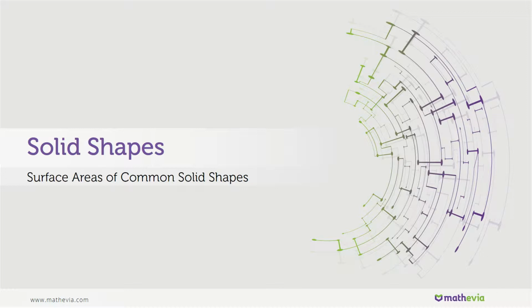In this lesson, we'll be learning solid shapes. And on the solid shapes, we'll be learning to find the surface areas of common solid shapes. So in the last lesson, we learned about volumes of common solid shapes, and this time around, we're going to be learning about surface areas.